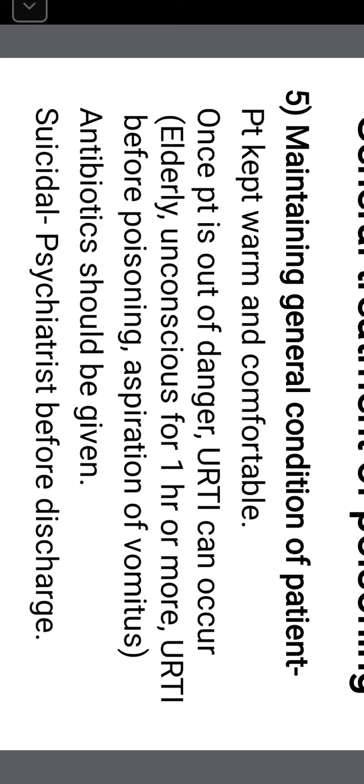So the patient can have URTI, upper respiratory tract infection, as well as lower respiratory tract infection, because of aspiration of vomitus into the respiratory tract. The patient can have pneumonia or bronchopneumonia. That's why antibiotics should be given properly. You have done your treatment of the poisoning, like removal of unabsorbed poison, removal of absorbed poison, use of antidotes, taking general care of the general symptoms.